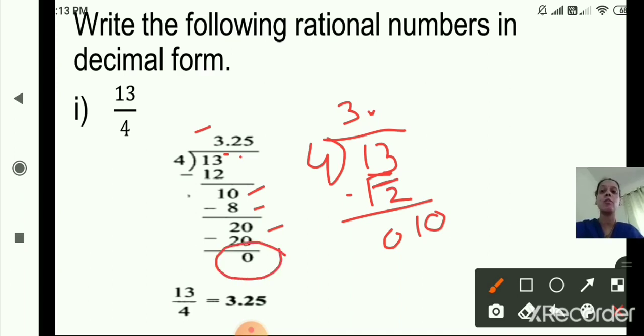And what is there in the quotient? 3.25. So what is the answer? 13 upon 4 is equal to 3.25. Okay. Hope you are clear with this. So we have written this rational number in decimal form, that is 3.25.